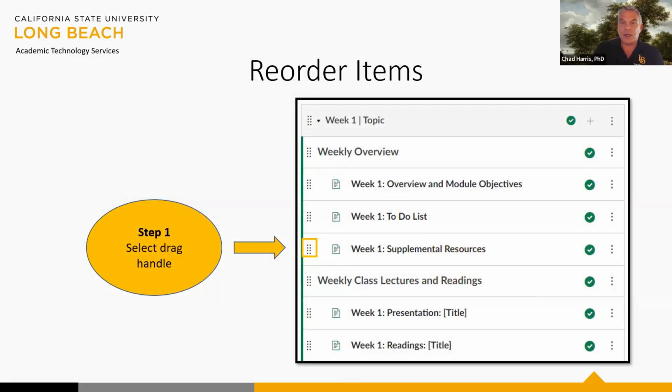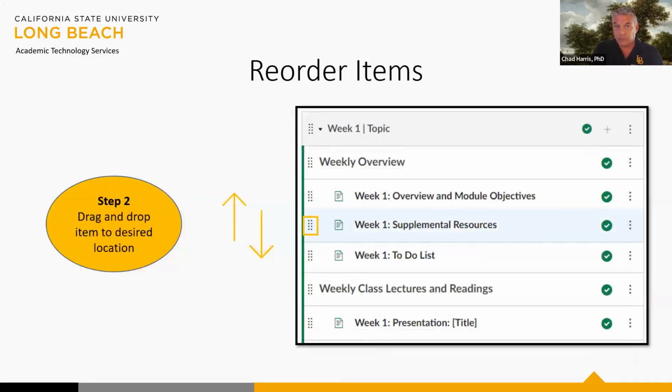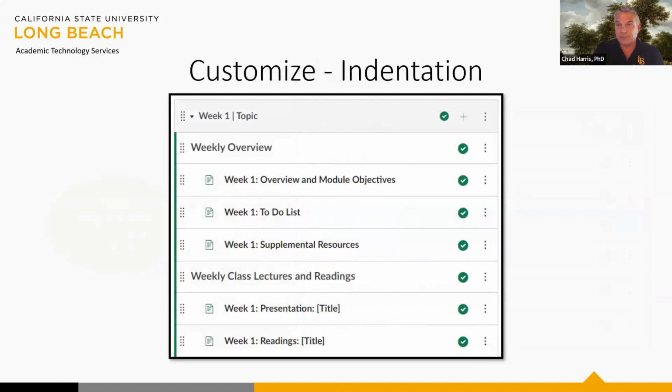Another useful option when customizing your course layout content is the reorder function. It's really a drag and drop function. You select the drag handle on the left-hand side of the content placeholder, and you can simply drag the content up and down and between modules if you want. This slide just shows you how you can drag up and down. It's pretty simple.